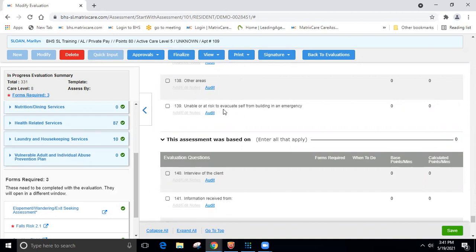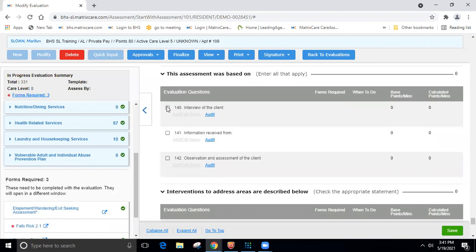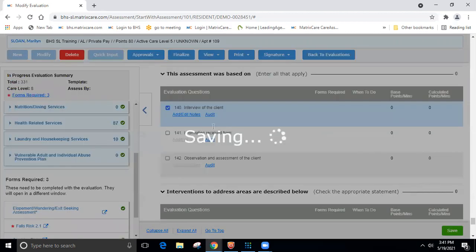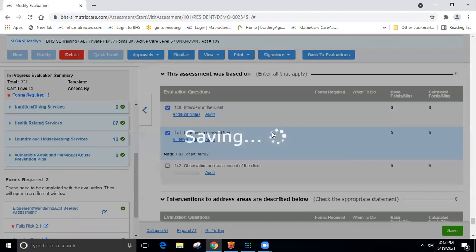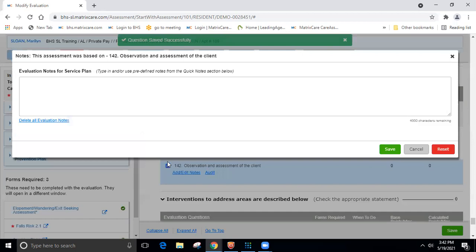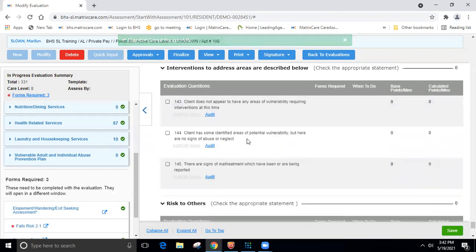If they're unable to evacuate from the building is important. And then you just have to click on here that you interviewed the client, yes. Information received from, maybe the H&P chart, family, however you got all the information. And then, of course, you would do observation and assessment of the client. And you don't need to put notes in every question.